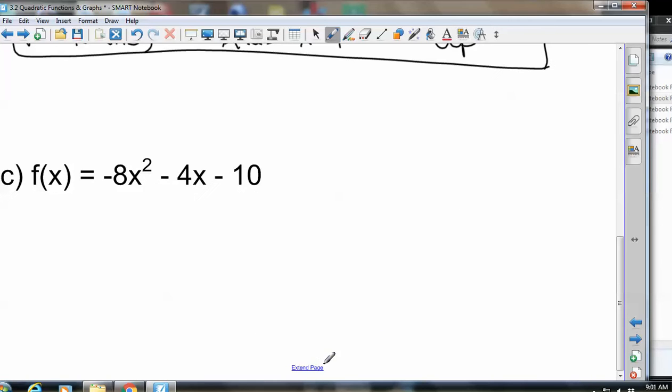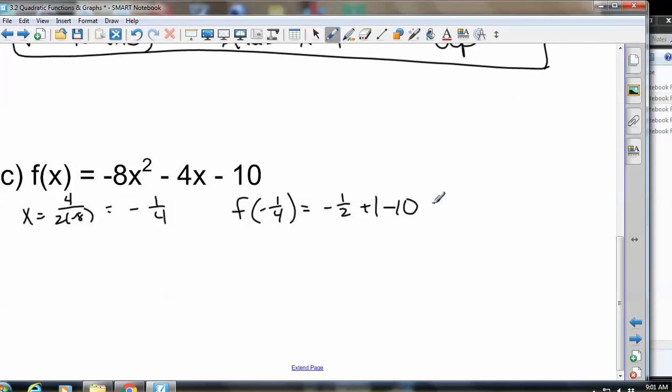If we do opposite of b over 2a, so that would give me a positive 4 over 2 times negative 8, and you get, you plug a negative 1/4 in. Negative 9.5? Is that what you guys got? Nobody's screaming now. Or negative 19 over 2 if you wrote it in fraction form.